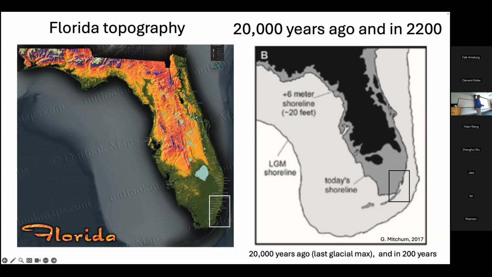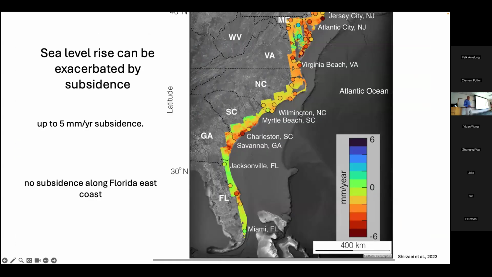20,000 years ago, during the last glacial maximum, Florida was much bigger, and in 200 years, when sea level has risen by another six meters or so, Florida is going to be much smaller. So sea level rise is a problem, and when sea level rise is a problem, coastal subsidence can exacerbate it.